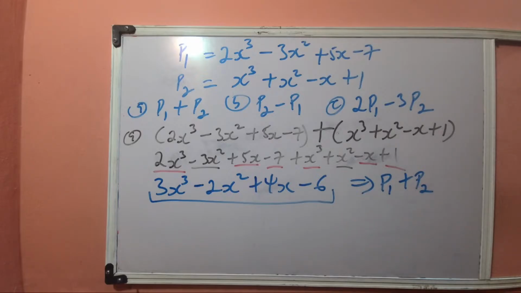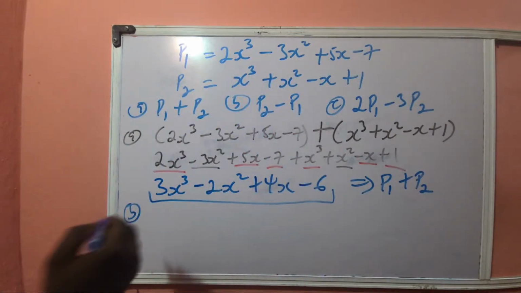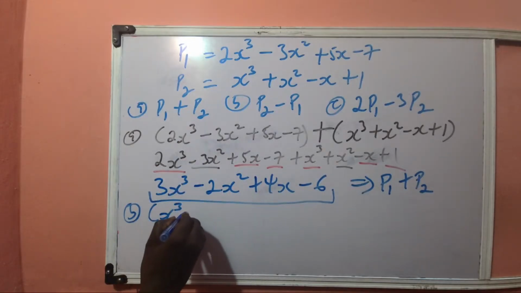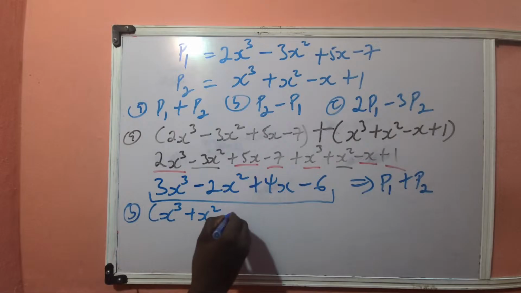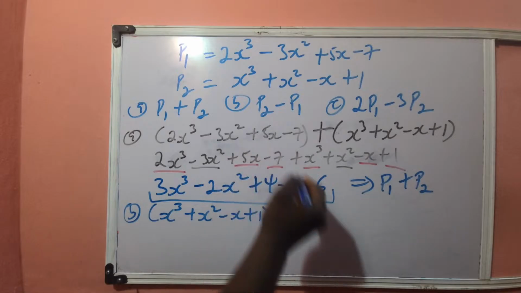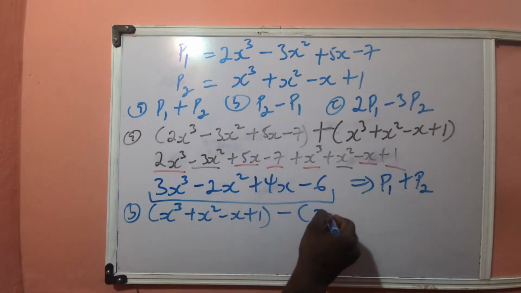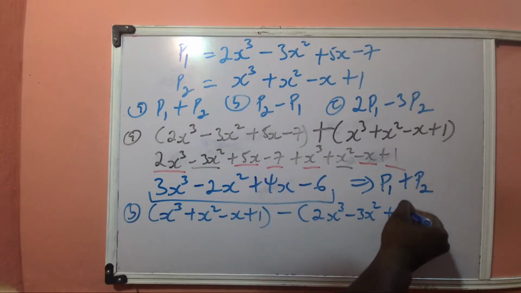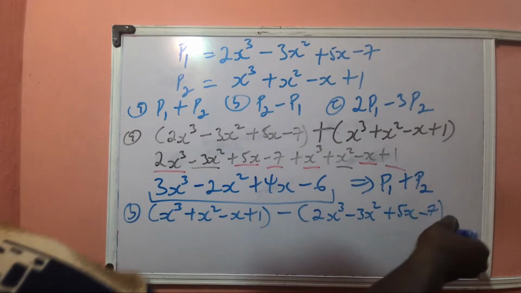So let's try and solve question number 2, which was the subtraction of polynomials. So we're trying to solve for P2 minus P1. Once again, you want to bring all this into brackets. I want to have my P2 first. This time it is P2. We have x cubed plus x squared minus x plus 1. Now minus P1, so we have P1 in a bracket, 2x cubed minus 3x squared plus 5x minus 7.